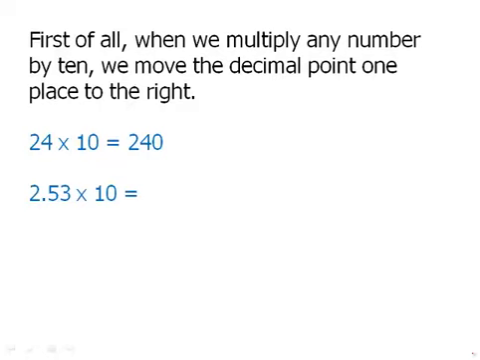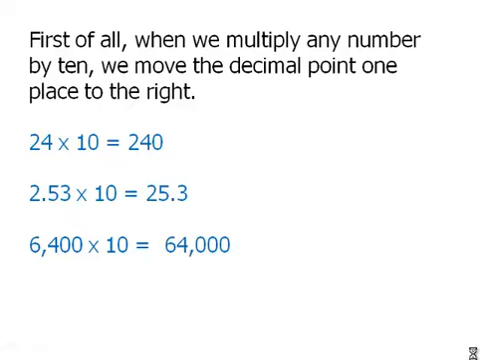2.53 times 10. Well, for this, we can't just use the stick on a 0 anymore. We have to remember multiplying by 10 means move the decimal point 1 place to the right. So it starts out between the 2 and the 5. It winds up between the 5 and the 3. So we get 25.3. 6,400 times 10. We move the decimal point 1 place to the right. We get a placeholding 0. Again, it's like adding a 0 to the end.